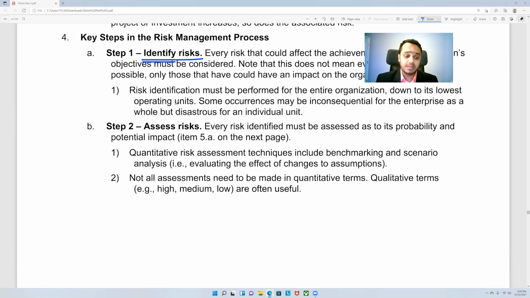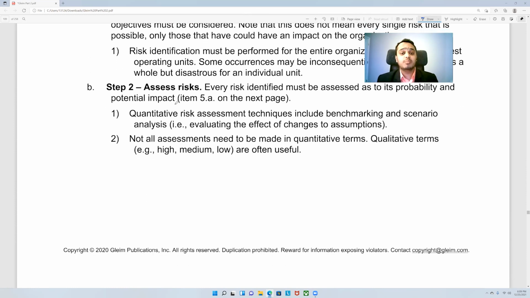Now, once you identify the risk, you assess it: how much impact will it make? Will it make a positive impact? Will it make a negative impact? What would be the qualitative impact? What would be the quantitative impact? You need to understand this.